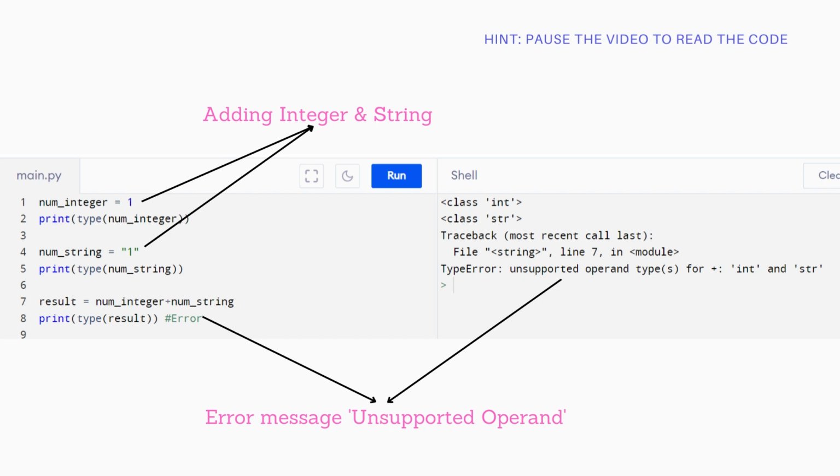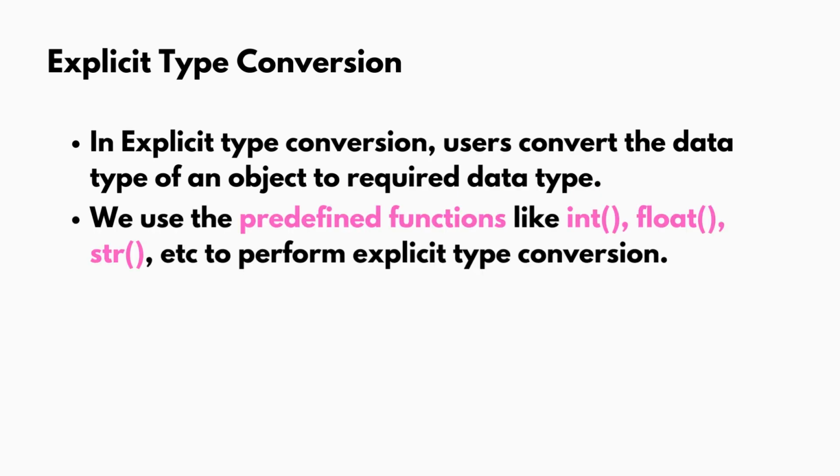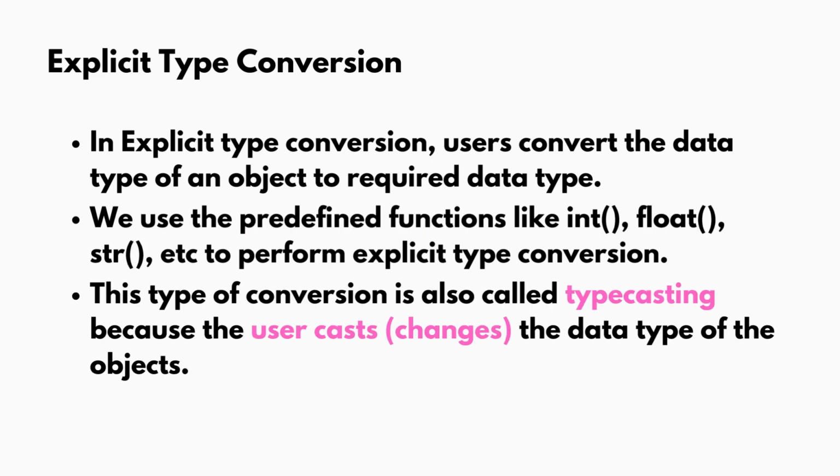To overcome this issue, we use explicit type conversion. In explicit type conversion, users convert the data type of an object to required data type. We use the predefined functions like int, float, str, etc. to perform explicit type conversion. This type of conversion is also called typecasting because the user casts the data type of the objects.